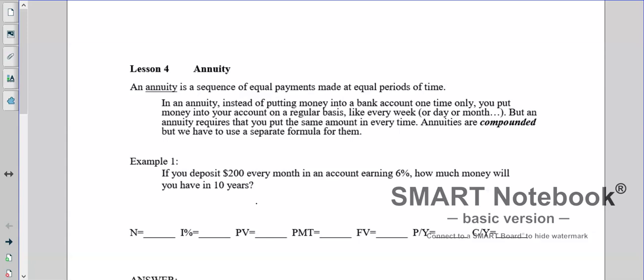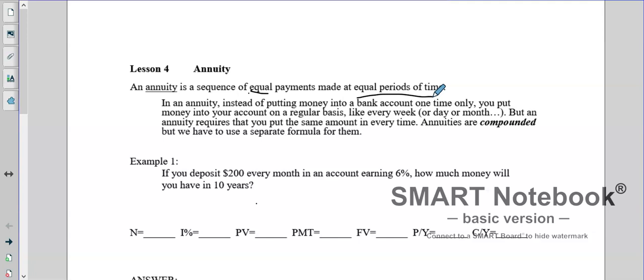All right, lesson 4. So an annuity is a different type of investment. It's a sequence of equal payments. That's a key word here, equal. Made at equal periods of time. All right. So in an annuity, instead of putting money into a bank account one time only, you put money into your account on a regular basis, like every week, day, month, whatever.